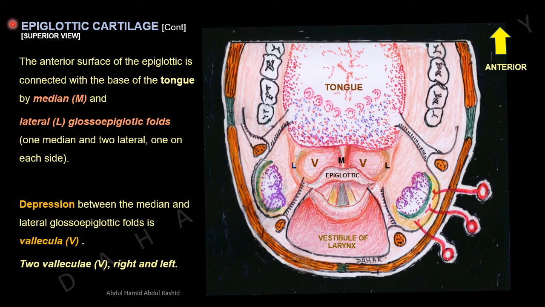Epiglottic cartilage continuation. This is a diagram, superior view of the oral cavity and laryngeal cavity. This is the root of the tongue, and this is the larynx. This is the epiglottis. Between the tongue and the epiglottis, we have three mucosal folds, one median and two lateral, one on each side: the glossoepiglottic folds. Between the folds, we have a shallow depression called the vallecula. So, between median and lateral, vallecula, and here median and lateral, another depression called vallecula.